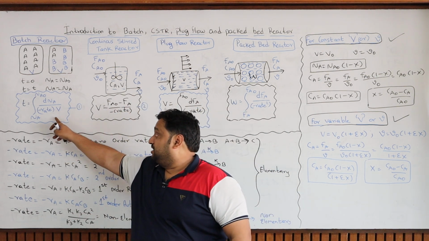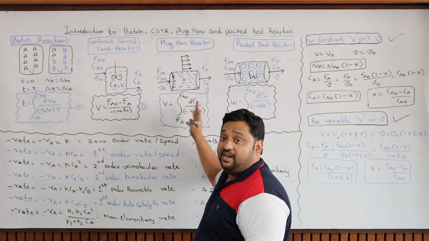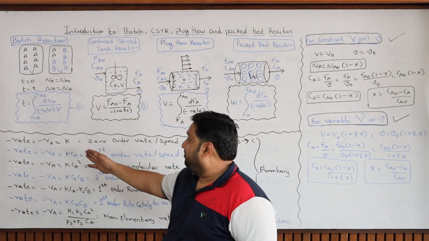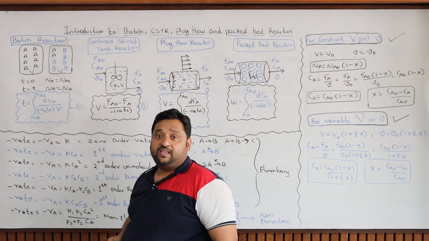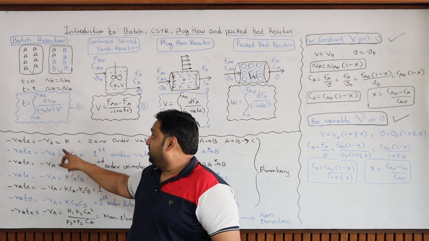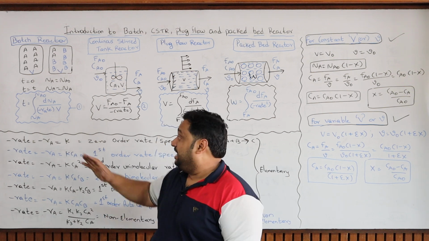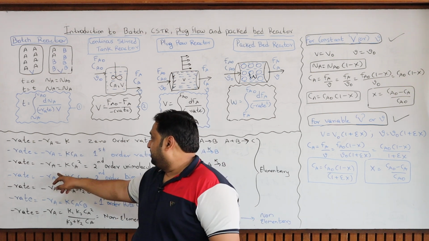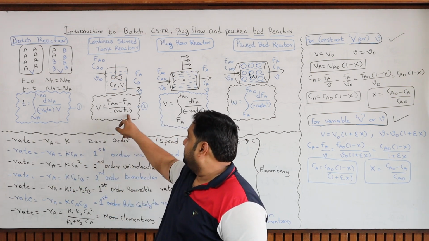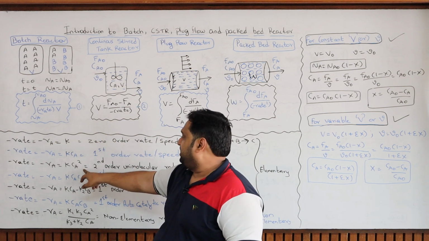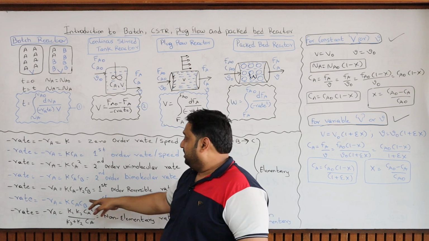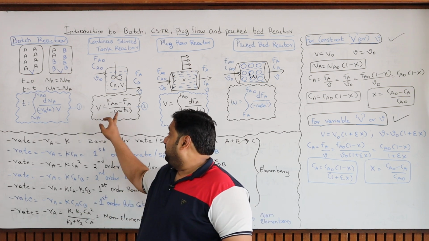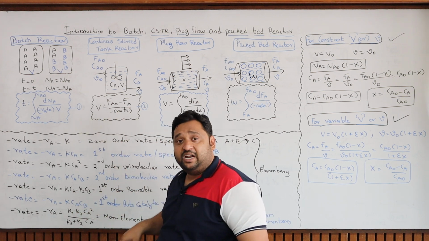If you know the rate, that means you can design any reactor. If it is zero order, substitute K in place of rate. If it is first order, substitute only K CA and integrate. If it is second order, substitute K CA squared in place of rate. If it is a reversible reaction, substitute K1 CA minus K2 CB in place of rate.